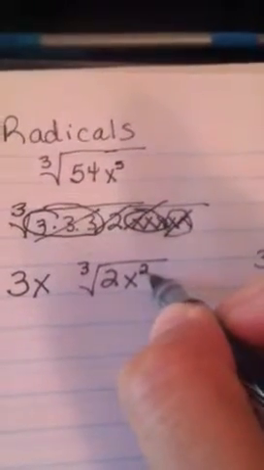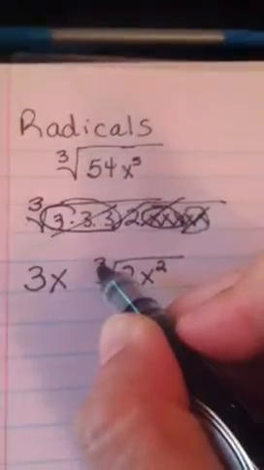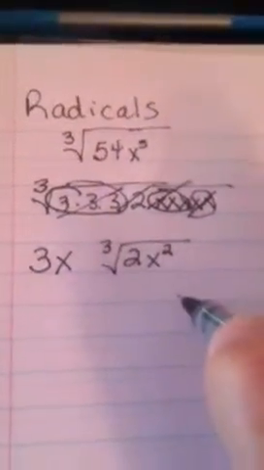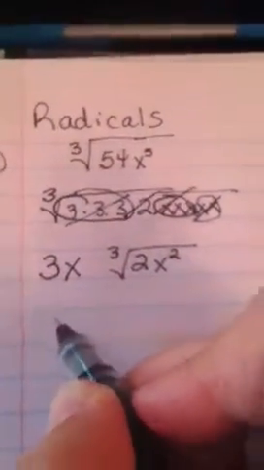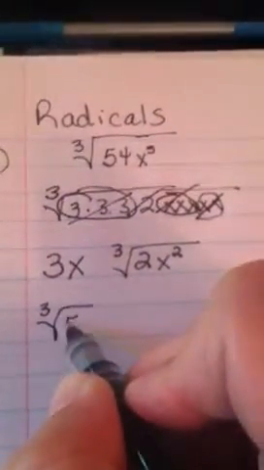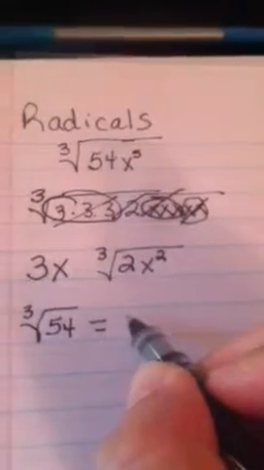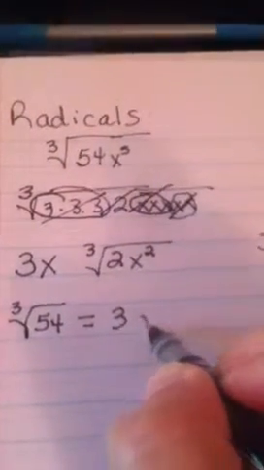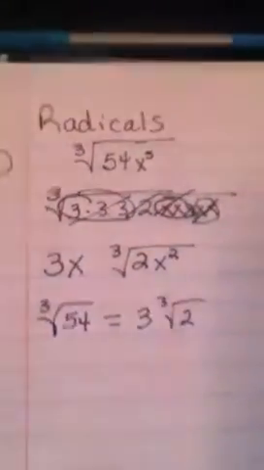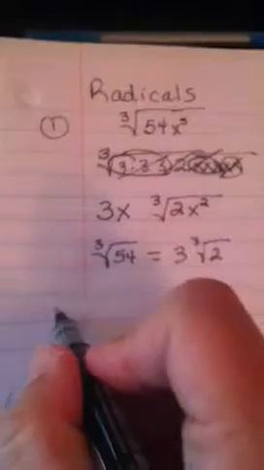You know you're done simplifying when this exponent under the radical is smaller than your index. If this is bigger than your index, you need to continue simplifying. You could check with your calculator the numerical part and do the cube root of 54 in your calculator, and that should be the same decimal as 3 times the cube root of 2. Those two items on your calculator should be the same. Okay, let's move on to something else.